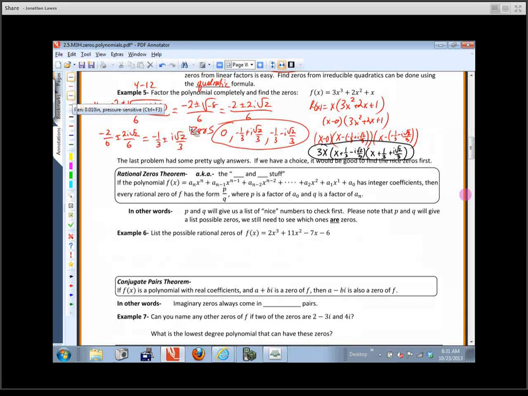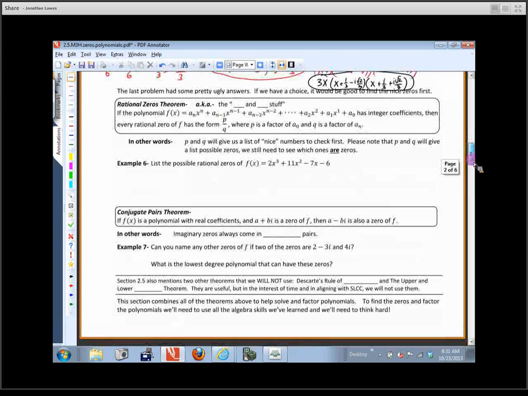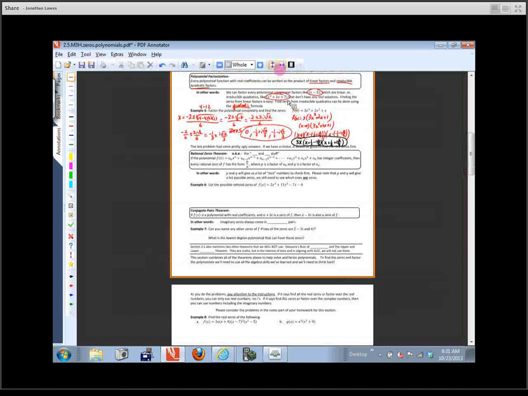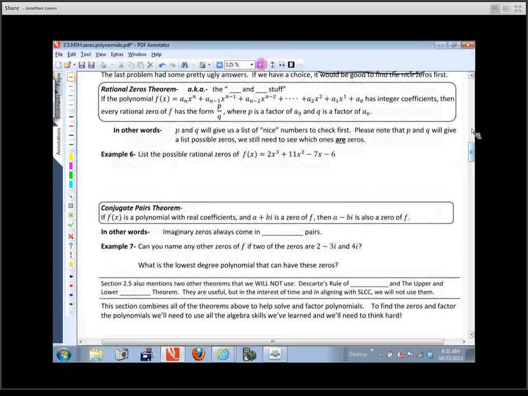Okay, let's see. We're getting close to the bottom of the page. Got a couple more ideas to cover. Last 2 theorems, okay? And then the rest of these are just problems that we need to take a look at. Okay, so here's the next one.